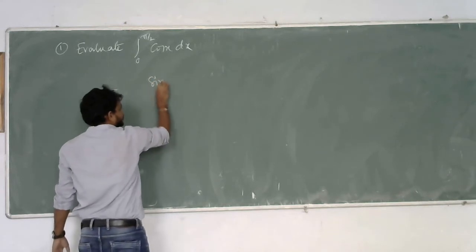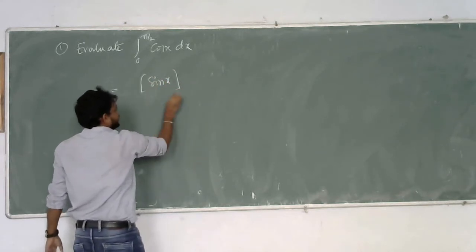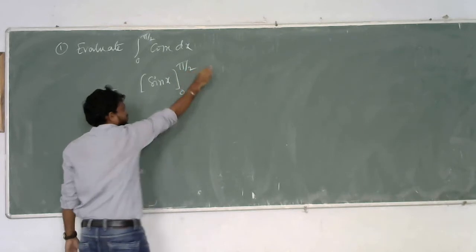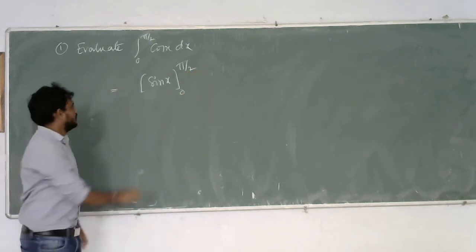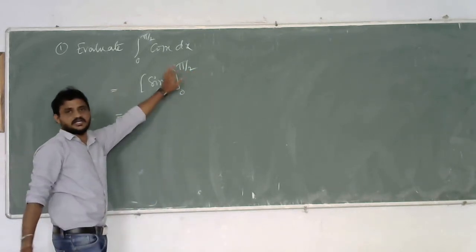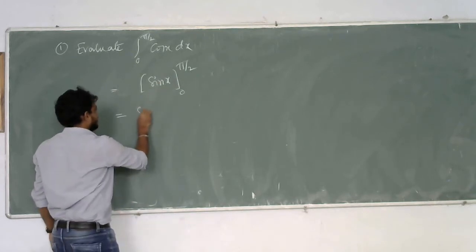Integral of cos x is sin x. So what are the limits? 0 to pi by 2 are the limits. Right? Now apply the limits. Upper limit is what? Pi by 2. So let us apply here.